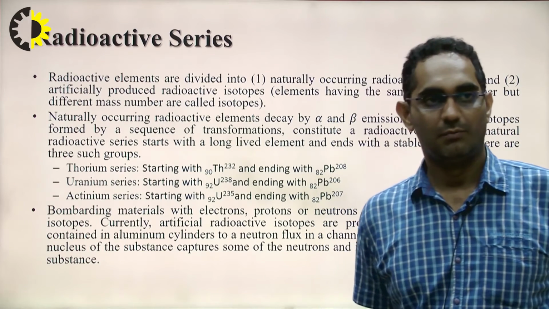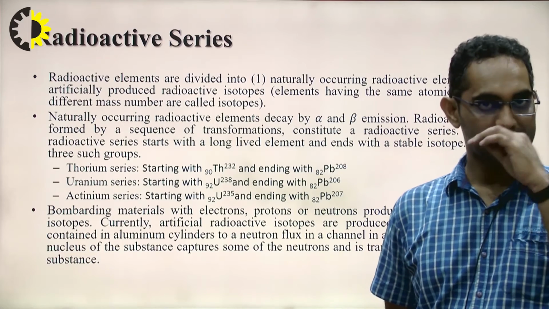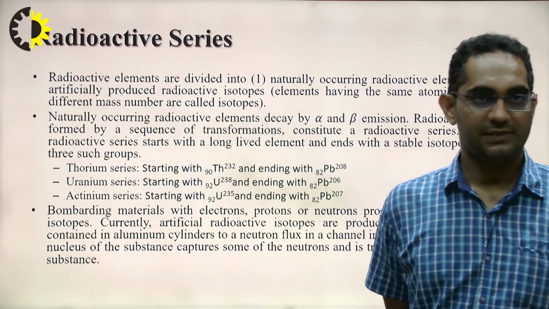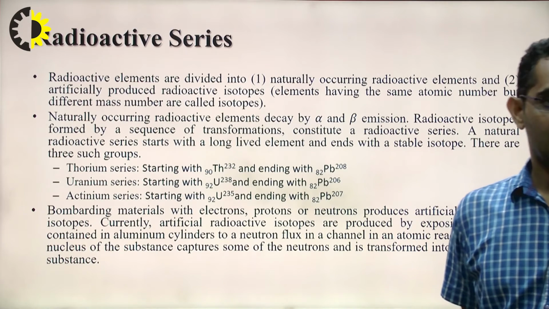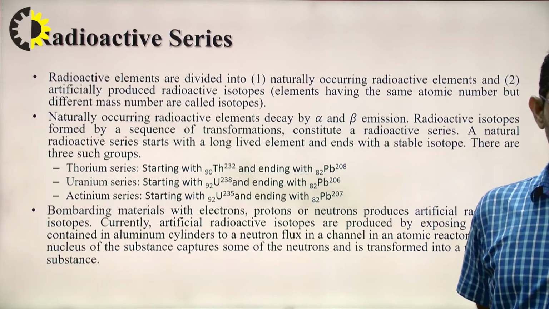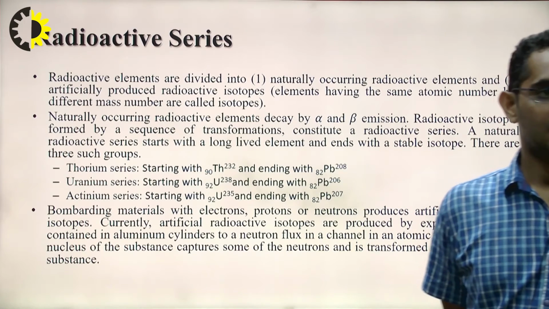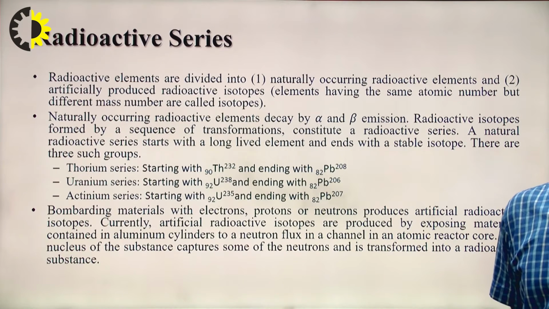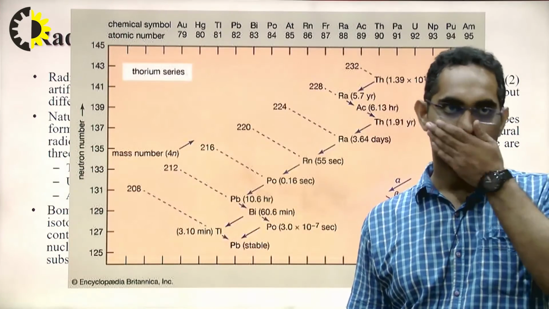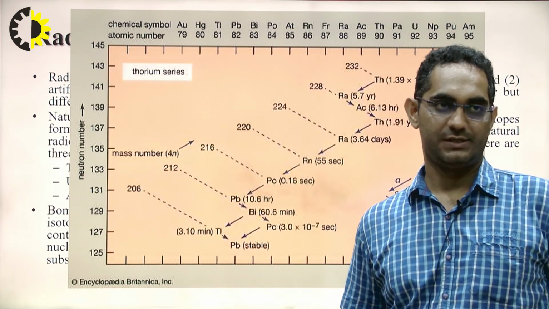Then bombarding materials with electrons, protons or neutrons produces artificial radioactive isotopes. Currently, artificial radioactive isotopes are produced by exposing materials contained in aluminum cylinders to a neutron flux in a channel in an atomic reactor core. The nucleus of the substance captures some of the neutrons and is transformed into a radioactive substance. So, this is the thorium series, and here is the pictorial representation of this.